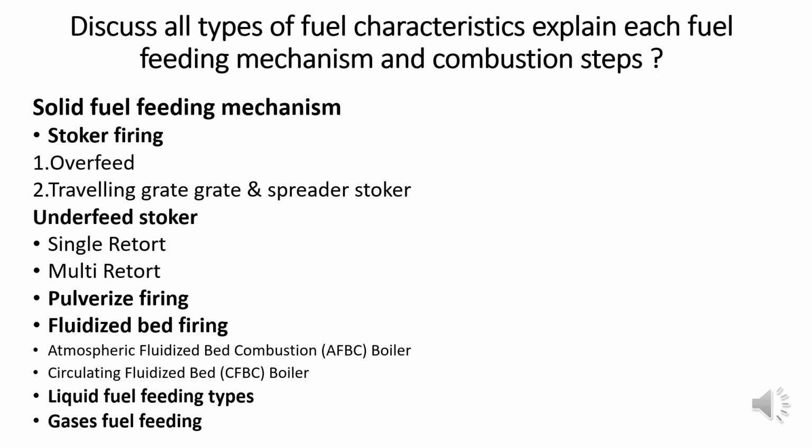And the other is fluidized bed firing. Fluidized bed firing has two types: atmospheric fluidized bed and circulating fluidized bed. Fluidized bed means that in a furnace there is a bed of inert material, like a refractory material, alumina, silica, and the bed temperature increases to 850 to 900 degrees. When coal is fed inside the bed, it will easily burn, and low quality fuel can be burned in fluidized bed firing.